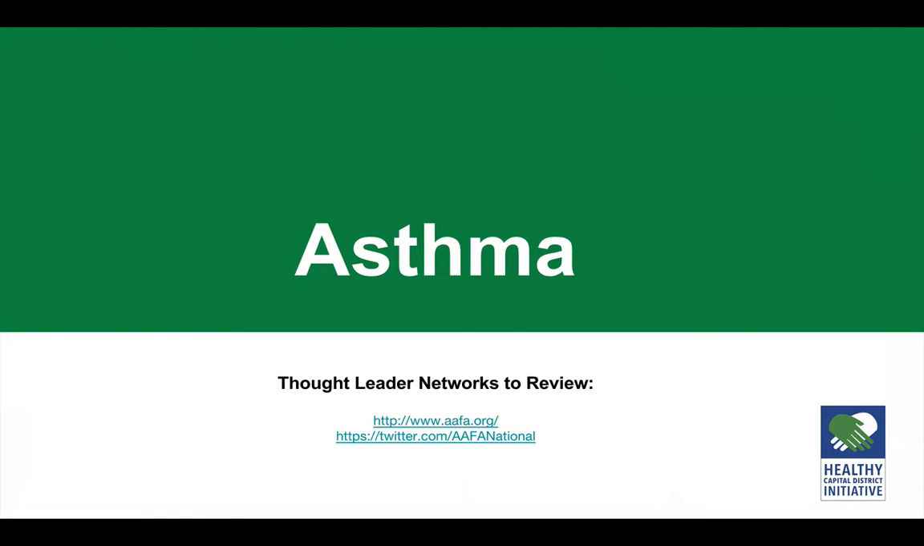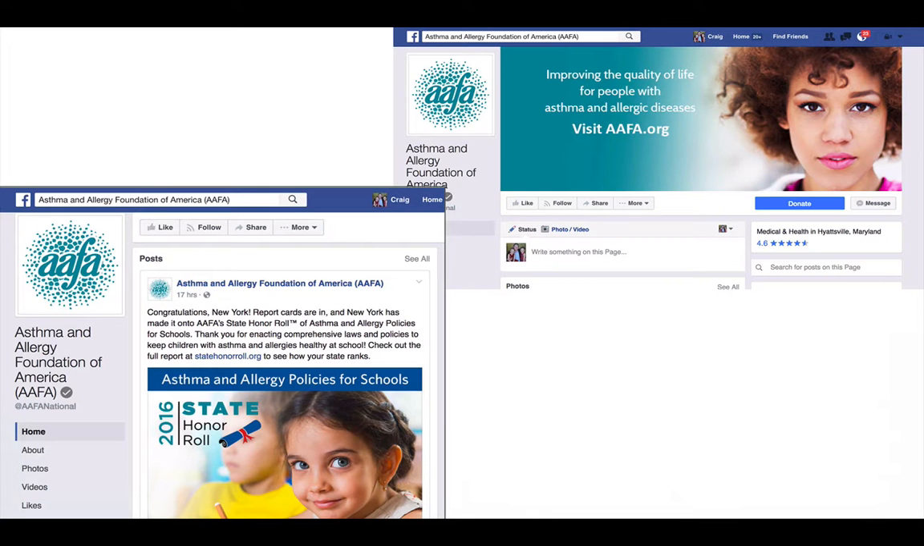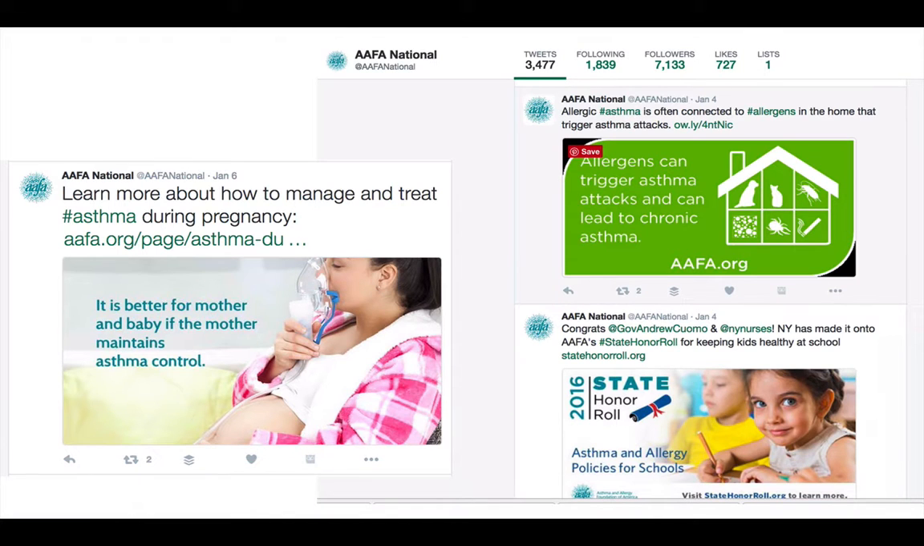And now we turn to asthma. The Asthma and Allergy Foundation of America is sharing a lot of great information, not just about asthma, but about all allergies and things like anaphylaxis awareness and allergy management. It is a public health priority. It may not be at the top of our prevention agenda items here in the region, but asthma most definitely is, and here's a network sharing a lot of information that we can also in turn share.